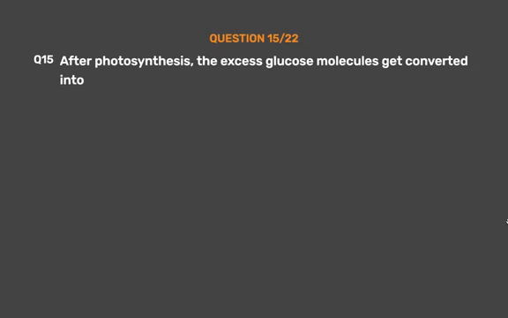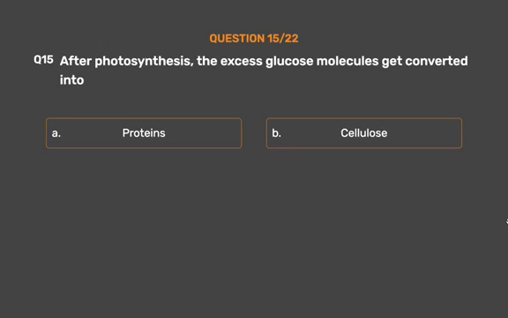Question number 15. After photosynthesis, the excess glucose molecules get converted into Option A. Proteins. Option B. Cellulose. Option C. Fats. Option D. Starch.